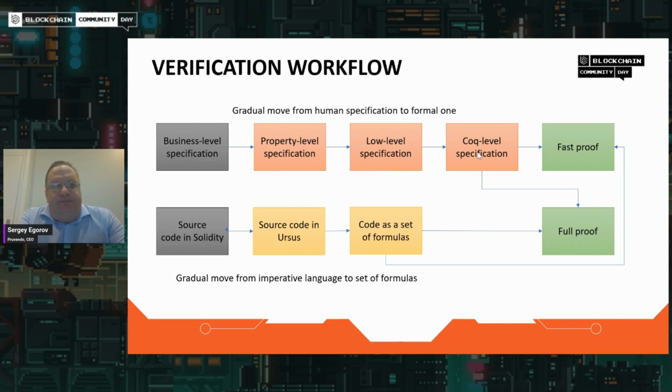Usually we get the business level specification from the customer or create it together. It's usually done in just plain English or another human language. Then we gradually move from the human level to the proof-checker level. At each step, it's a bit harder to understand, but until it reaches the code level, the customer still has the chance to understand what's going on.